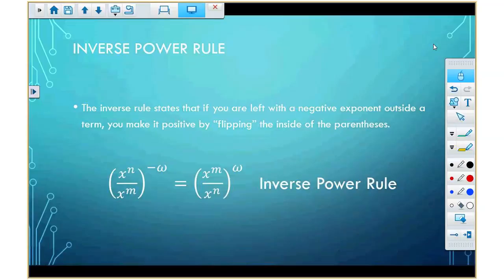The last two rules are usually used at the end of the problem when you have an answer and it has a negative exponent in it. What do you do with it? Well, number 4 and number 5, that would be where you use most of this. Where number 1, 2, and 3 is the actual mechanics of the laws, the actual working, simplifying.